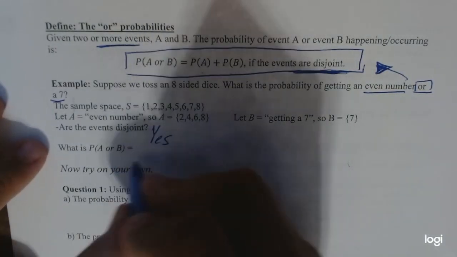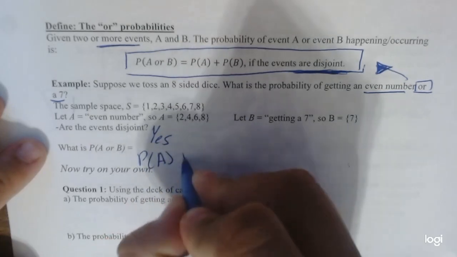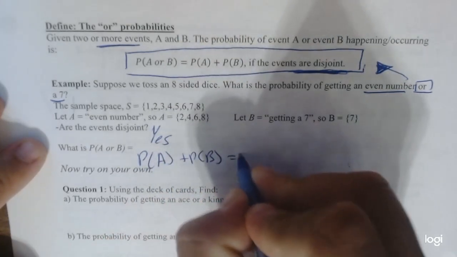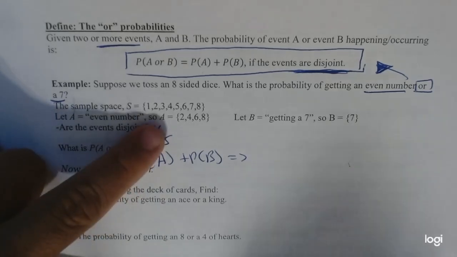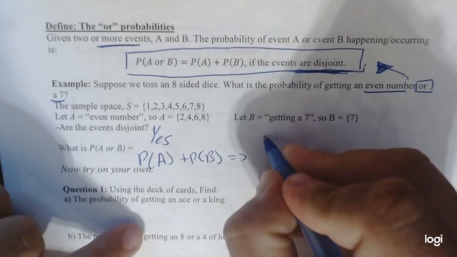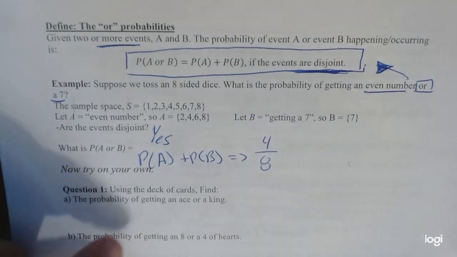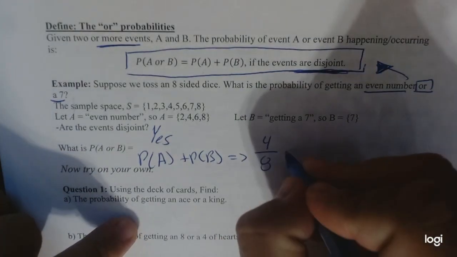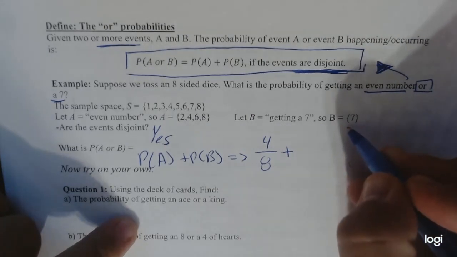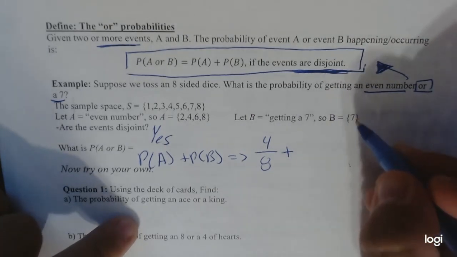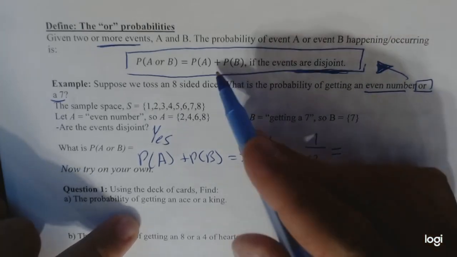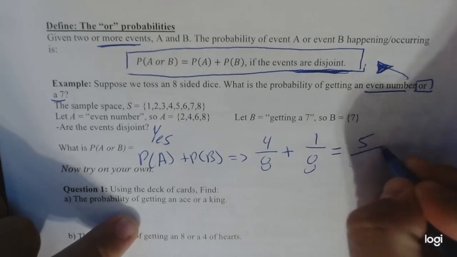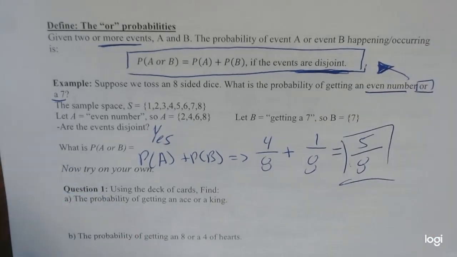Therefore, the answer is the probability of A plus the probability of B. What's the probability of A? A total of 4 outcomes out of a total of 8, just basic probability. Plus, what's the probability of getting a 7? There's only one way out of a total of 8 different ways. Adding them up because that's what our equation tells us to do, our answer is 5 out of 8. Hence it's called the addition rule, because we're adding the probabilities together.